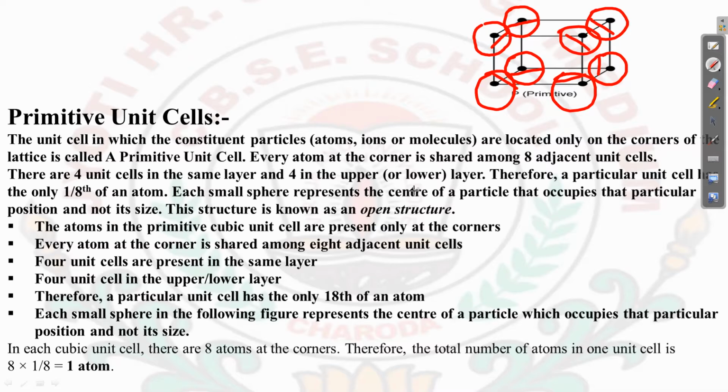As I have told you before, these small spheres represent only the center of our particles that occupy that particular position and not its size. I am not depicting these points as their size. They are very large in shape. This type of structure is also known as an open structure. The atoms in the primitive cubic cell are present only at the corners. First, the characteristics of a primitive unit cell.